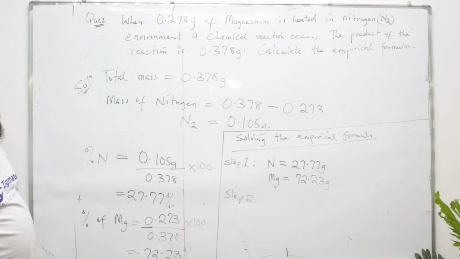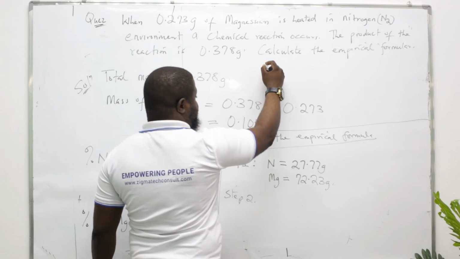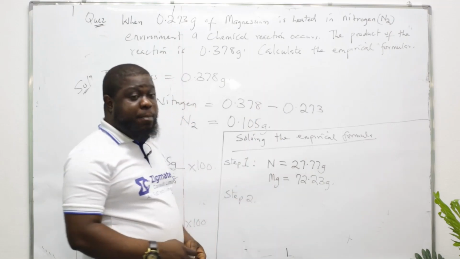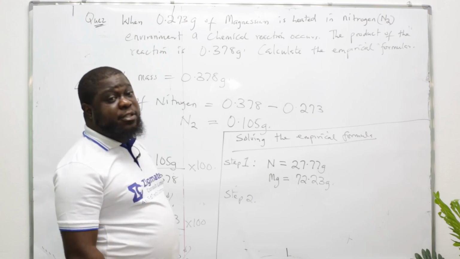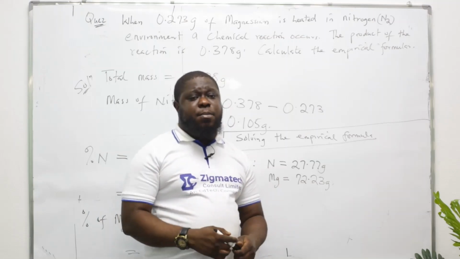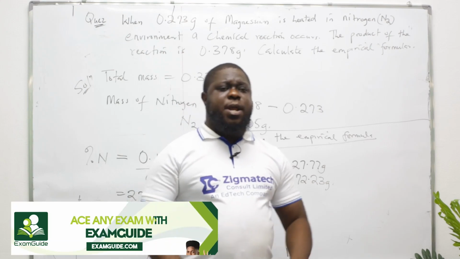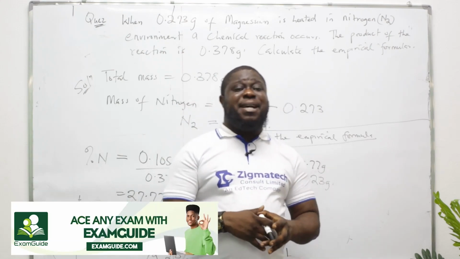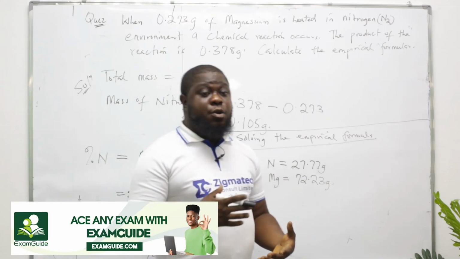Now they say divide all the masses by their molar mass. The mass of nitrogen is 14 and the mass of magnesium is 24. In the question they give you in empirical formula, they are going to indicate the masses of the elements for you. I really don't indicate it because I already know.